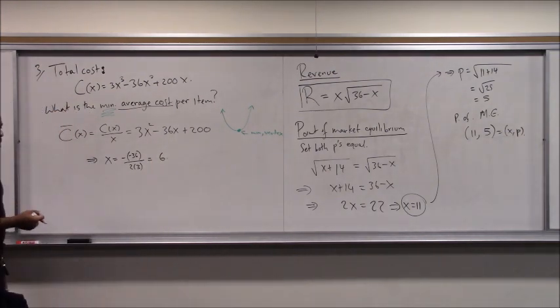This is another issue that happened on the test: people not reading correctly what they were asked for. So here, I want you to appreciate that x is not the answer to the question. They asked us about the minimum cost, not the number of items. x is the number of items here. So be very careful, and you have to read.